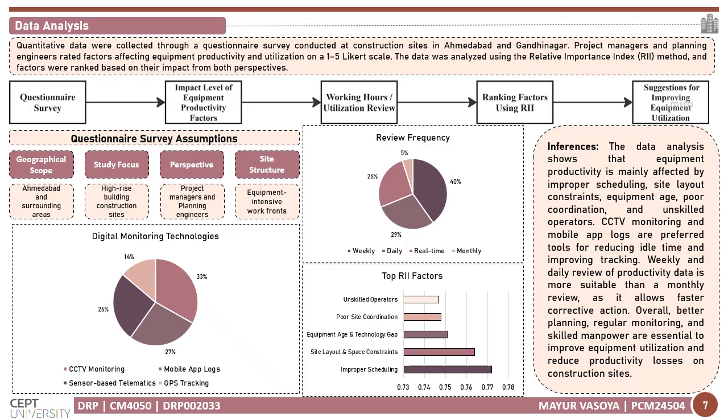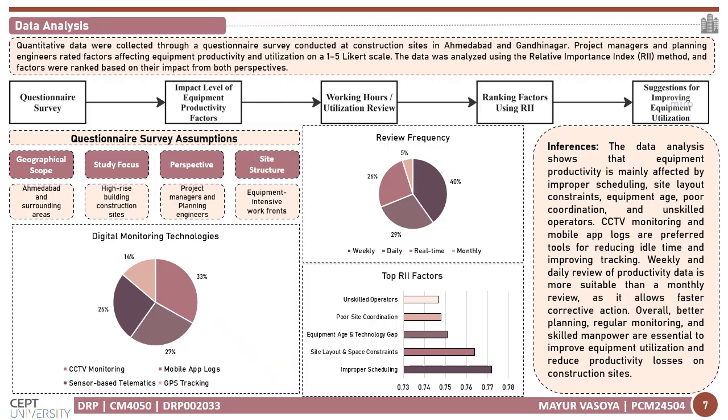CCTV helps in visually checking whether equipment is working or idle. Mobile app logs help replace the manual register and allow faster recording of equipment data. Sensor-based telematics is useful but may require more technical knowledge. And GPS tracking is less preferred in high-rise building projects because equipment like cranes and hoists are mostly fixed or operated within a limited area.